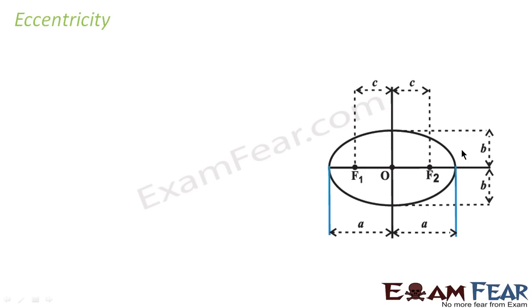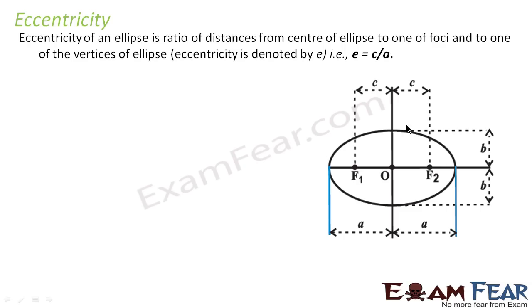Now we'll discuss eccentricity. Eccentricity for an ellipse is nothing but c by a. c is the distance from the origin to the foci, and a is the distance from the origin to the end of the major axis, the same major axis. c by a is called eccentricity.